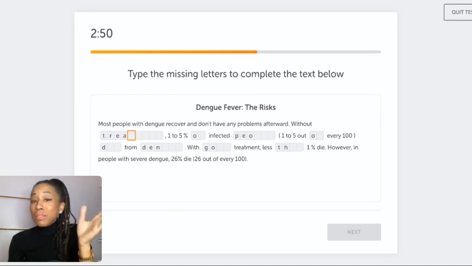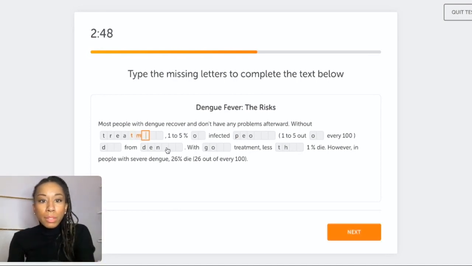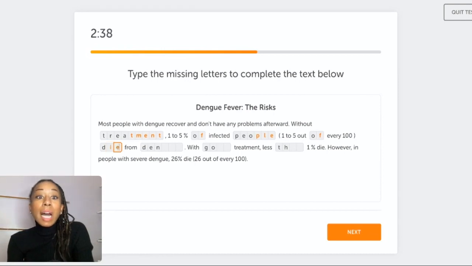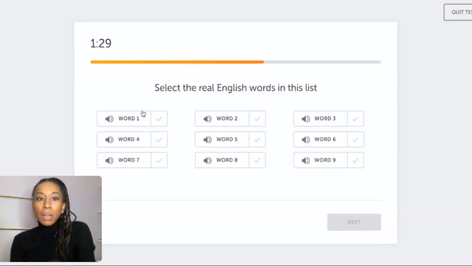Dengue fever, I've never heard of it. Without treatment, 1 to 5% of infected people, 1 to 5 out of every 100, die from dengue. With good treatment, less than 1% die. What's dengue? Dengue. Yeah, that's real. Never heard. No. No. Pit. Yeah.